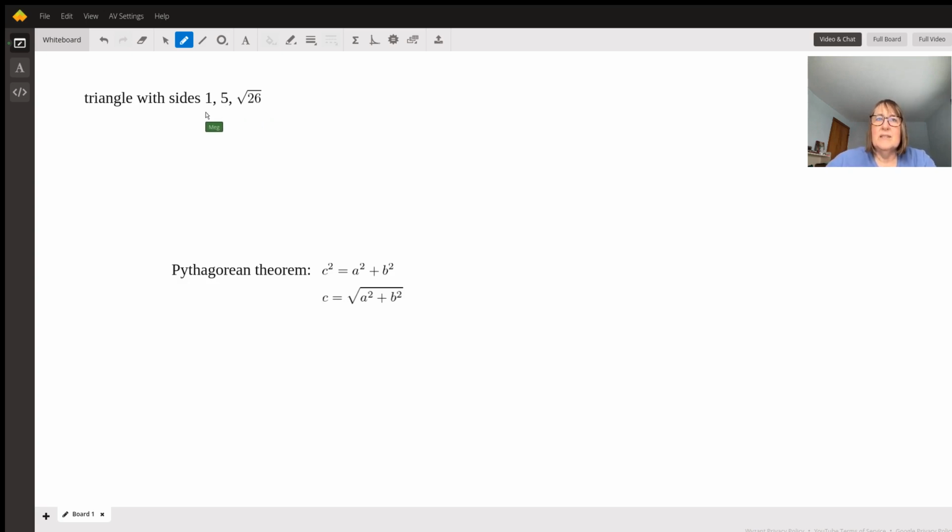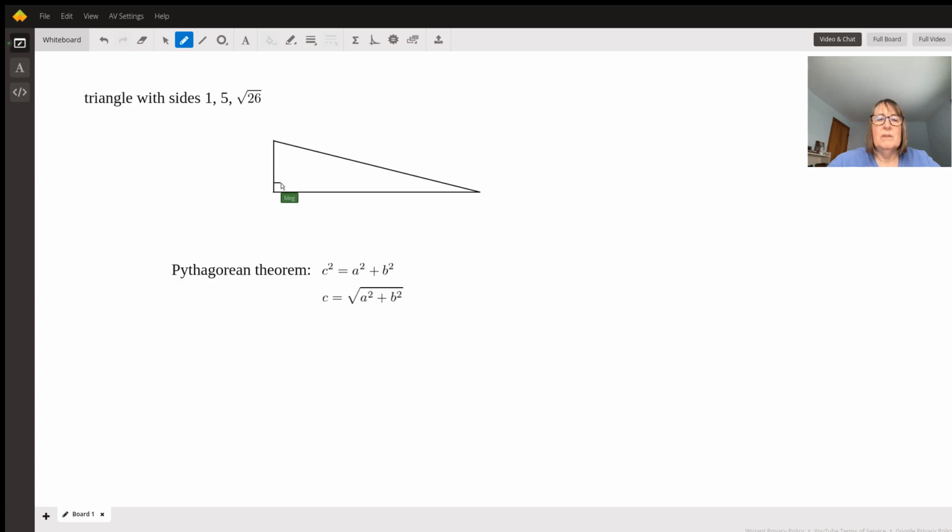Well, if it is a right triangle, then if we look at this first side, 1, and square it, that's 1. If we look at 5 and square that, that's 25. Add those two together, you get 26. And we've got this third side here that's the square root of 26. So that must be our hypotenuse. So let's draw our triangle. Here is the side of length 1. Here is the side of length 5, approximately. And then here is the side of length square root of 26, which is our hypotenuse.